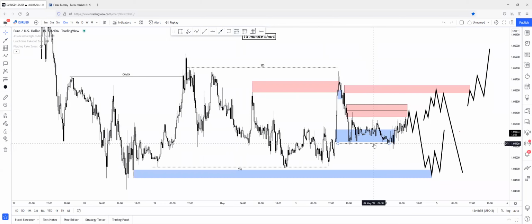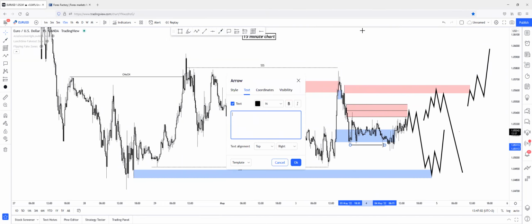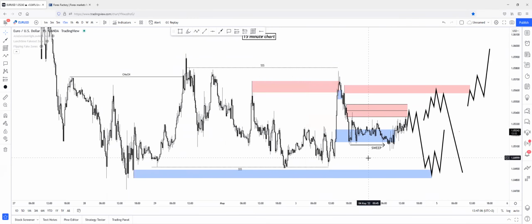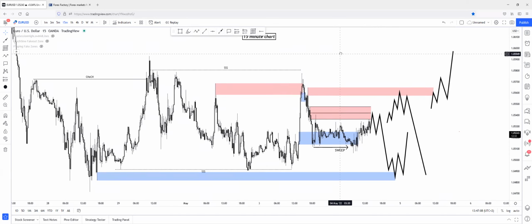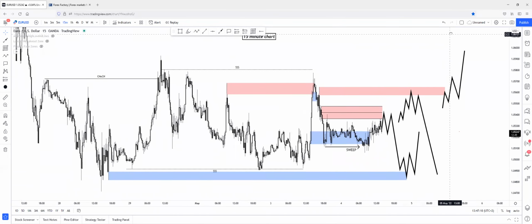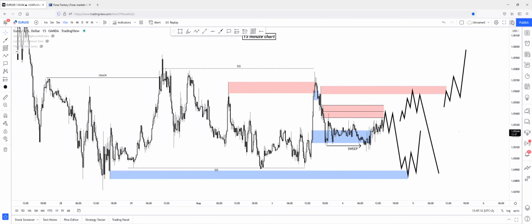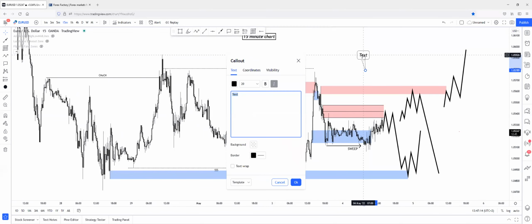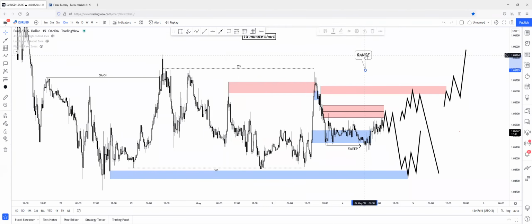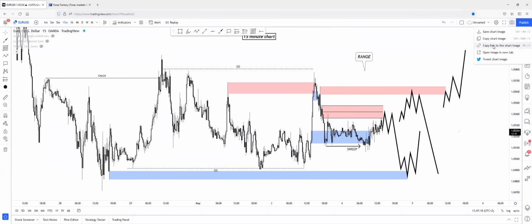I will just mark it as a sweep also right here. Sweep on the bottom. And range. So it will be a reminder.